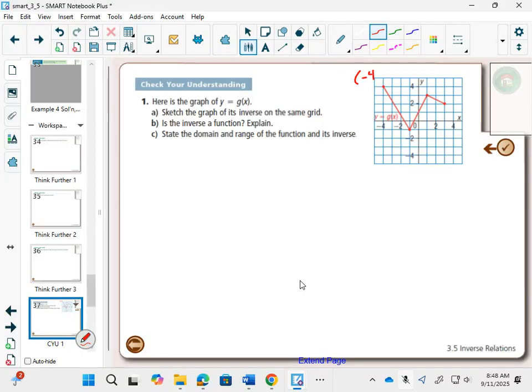So I've got on the red graph, negative 4 comma 4. I've got negative 1 comma negative 1. I've got 1 comma 3. And I've got 3 comma 2.